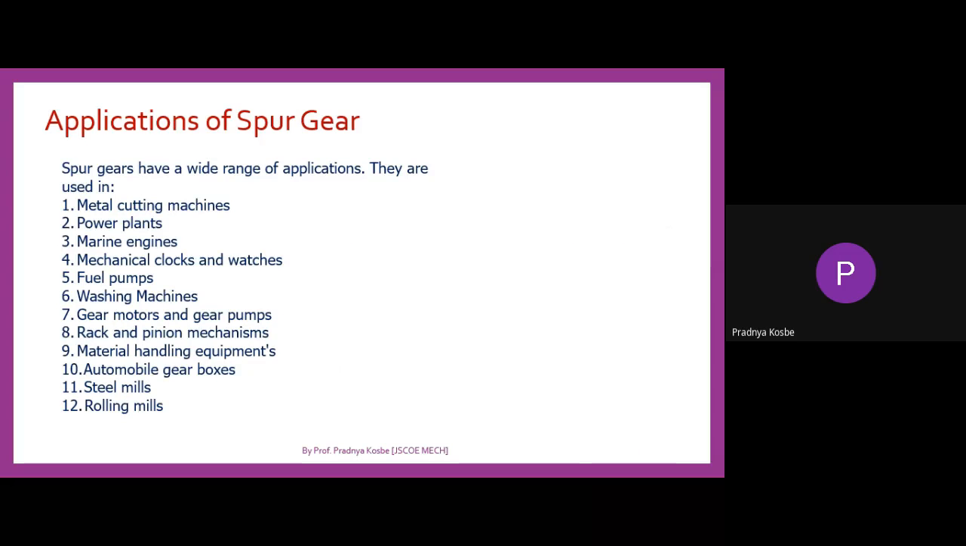Applications of a spur gear. Spur gears have various applications. Some of them are metal cutting machines, marine engineering, fuel pumps, mechanical clocks and watches, gear motors and gear pumps, automobile gearboxes, rolling mills and steel mills. So in most of the applications, we can use spur gears.